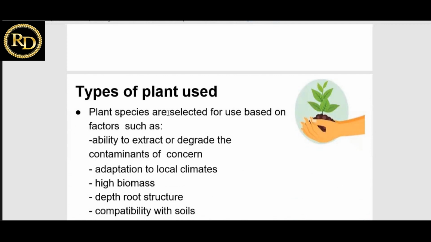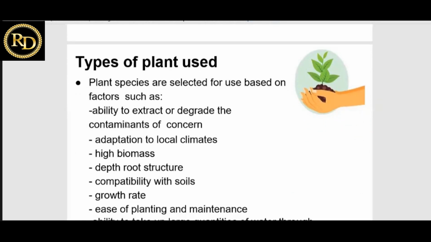So first thing, if you go for the type of plants, especially for the phytoremediation purpose, then you should think about different factors. First factor is the ability to extract or degrade the contaminants of concern. You have to choose those plants having the capacity to extract the material first. If they don't have the capacity to extract the materials, then I don't think they are very effective for phytoremediation purpose. Okay. So first of all, please go through the plant ability, whether they have the capacity to absorb the elements, retain the elements, detoxify the elements or not. Then after that you can go for the selection of that plant.